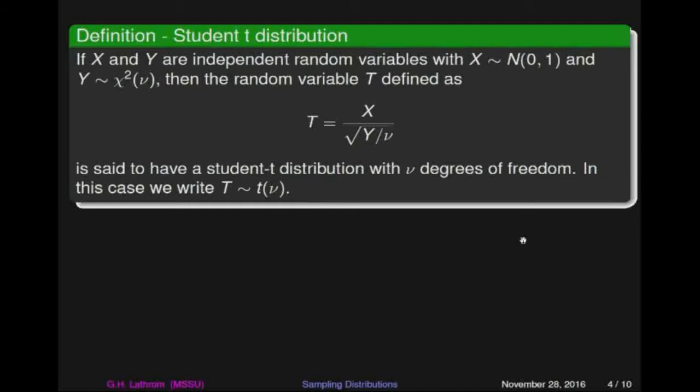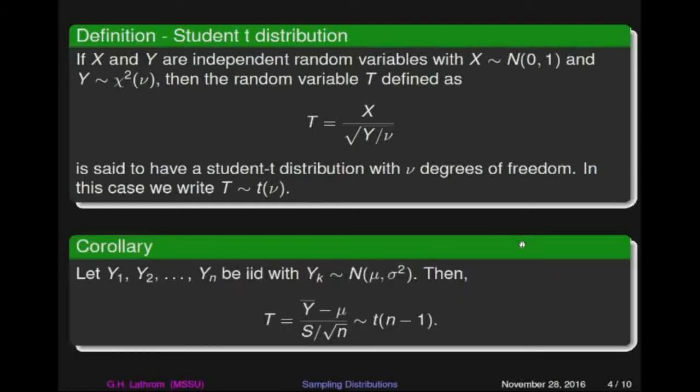Now the corollary to those three previous theorems that we talked about is evident. If we have y sub 1, y sub 2, all the way up to y sub n, independent, identically distributed random variables distributed normally with a mean of mu and a variance sigma squared, then our variable T, defined as y bar minus mu over s over root n, has a t distribution with n minus 1 degrees of freedom.